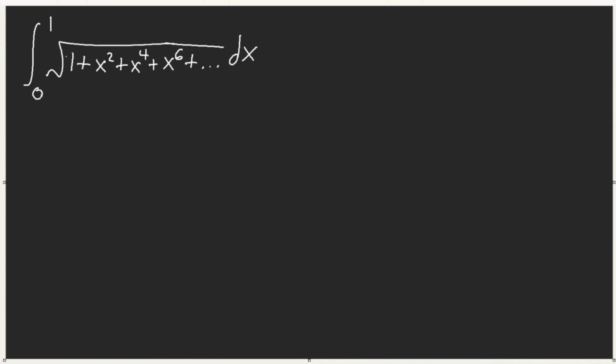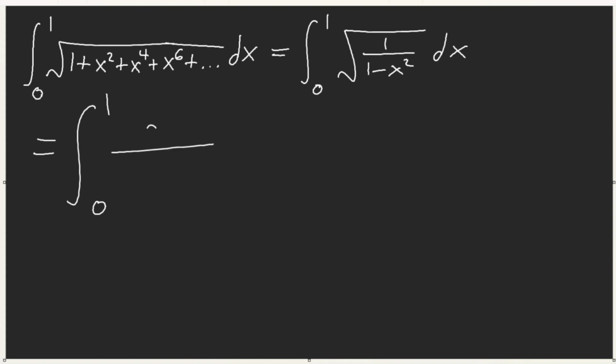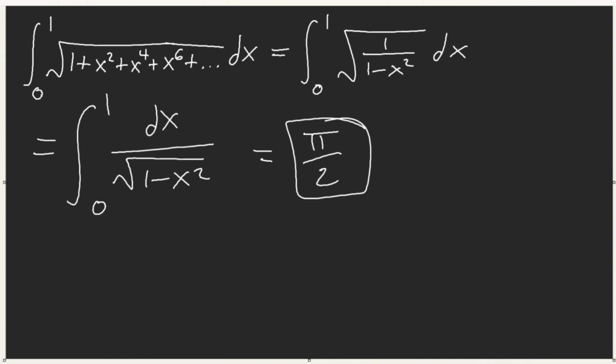And you probably already know immediately that this is a geometric series. Because it is a geometric series, and this integral is from 0 to 1, we can actually use Taylor series. So this whole integral is equal to the integral of 1 over 1 minus x squared. But we know this integral, this is easy. This is just inverse sine, arc sine. So this whole integral is equal to pi over 2.